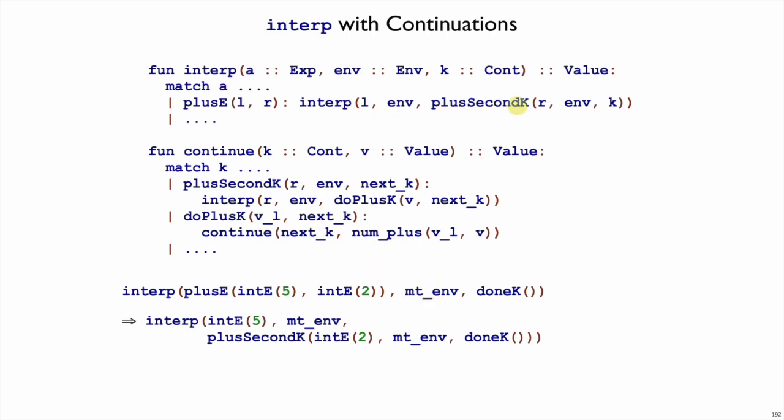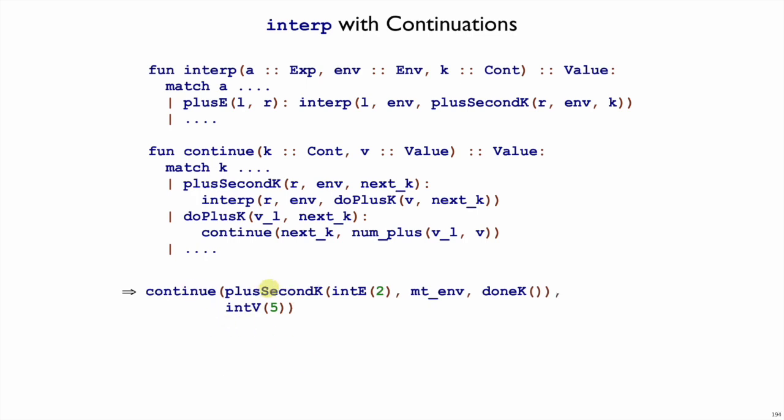And then we build up a plus second k to hold the rest. We have the right-hand side expression, int 2, the same environment, empty m, and the continuation that was passed in, which was done k. So now we have another call to interp with the expression int e5. As we saw before, that means we're immediately going to continue with an int v5, and we continue with the continuation that's passed in, which is this plus second k continuation.